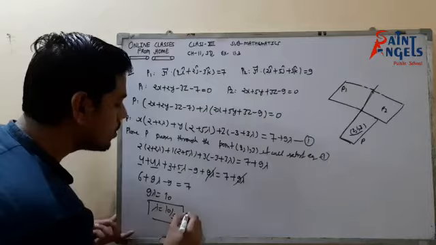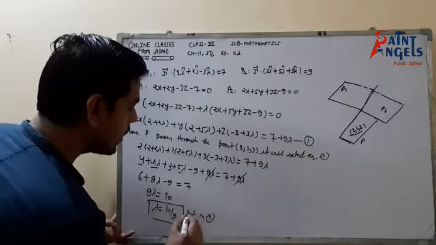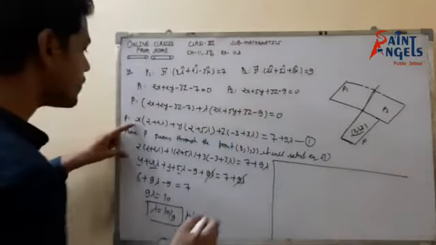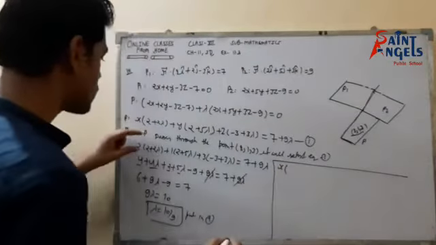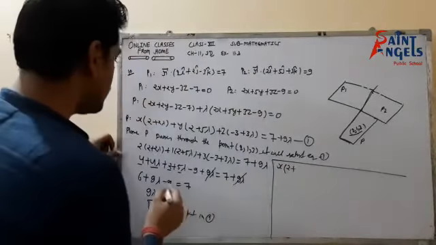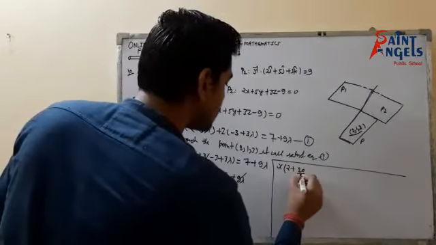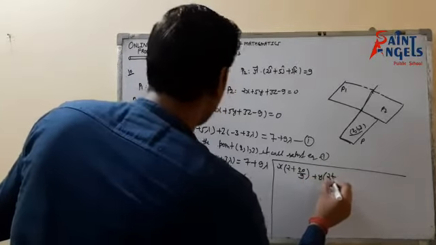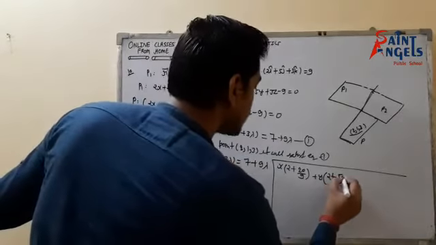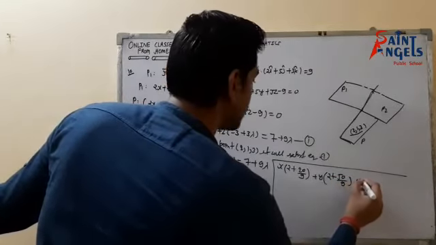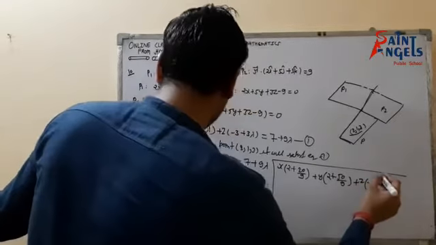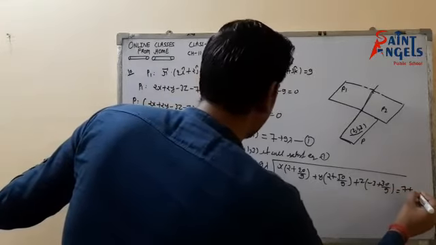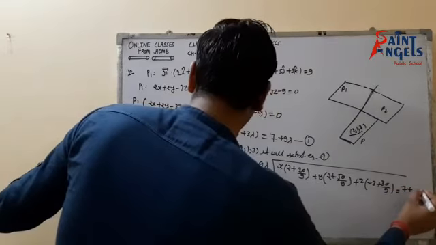So now put it in equation number first. We will get our required equation of plane. By putting in equation number first, the equation would be x(2 plus 2 lambda). So 2 plus 2 lambda means what? 20 upon 9. 20 upon 9 plus y(2 plus 50 upon 9) plus z(minus 3 plus 30 upon 9) equals 7 plus 90 upon 9.